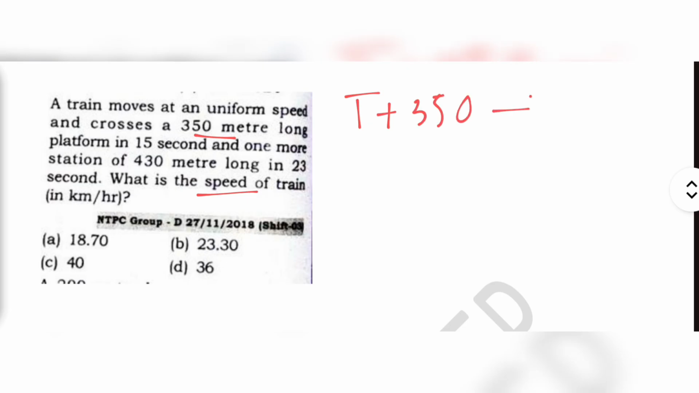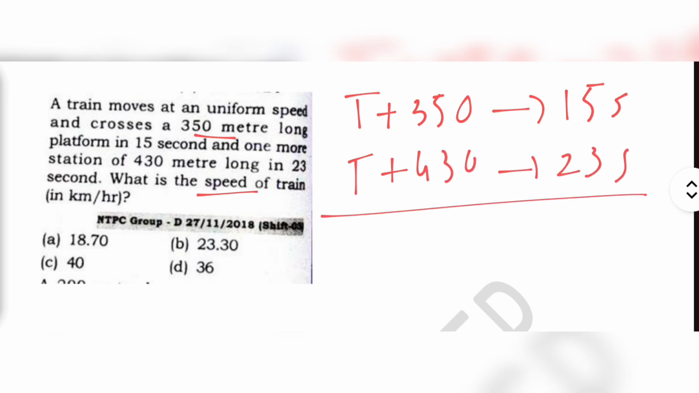This train crosses a 350-meter long platform in 15 seconds. And this same train crosses one more platform of 430 meters long in 23 seconds. We will just find the speed first. Okay, and that's what we are asked.